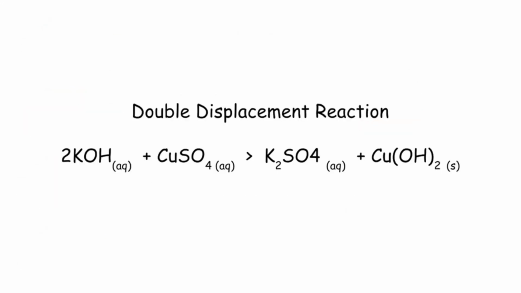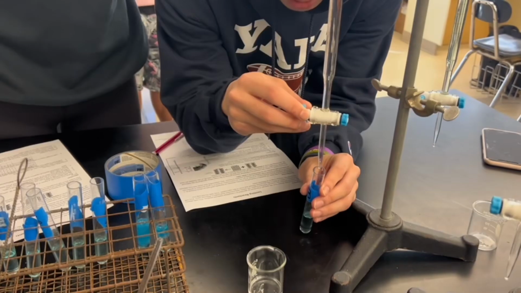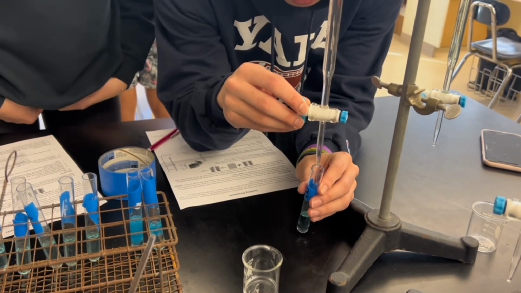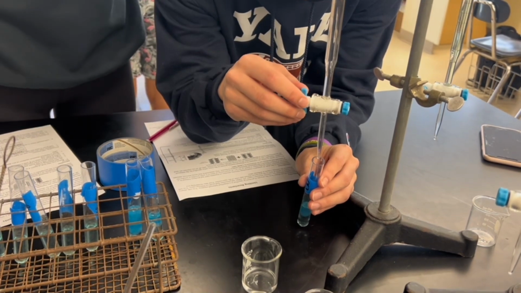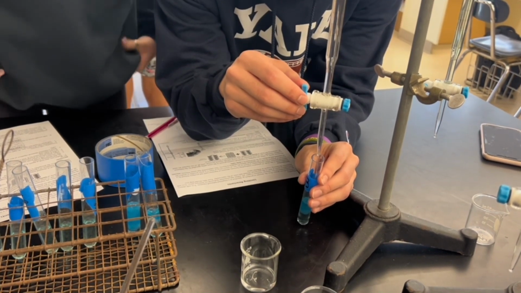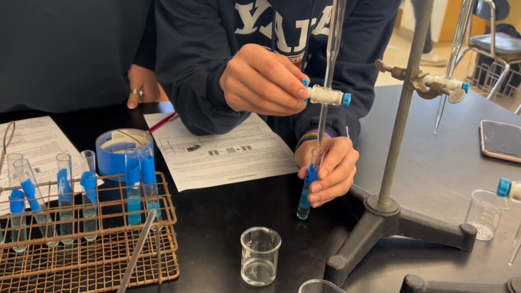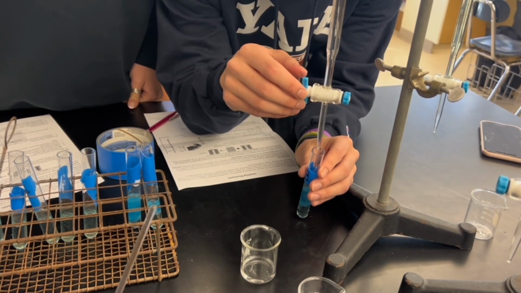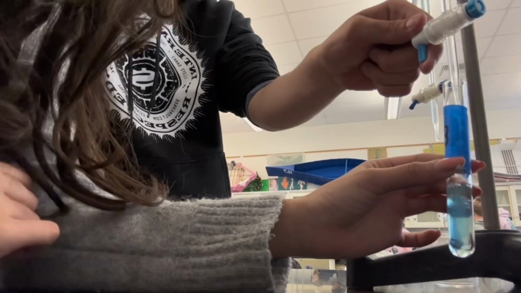The double displacement balanced equation we created was 2KOH plus CuSO4 turns into K2SO4 plus Cu(OH)2. Therefore, we will be completing this reaction to find the limiting reactant between both substances. To start this reaction, we initially filled 1 buret with 0.2 M potassium hydroxide and 0.1 M copper sulfate. Then we took notes of the appearance of the reactants and products.